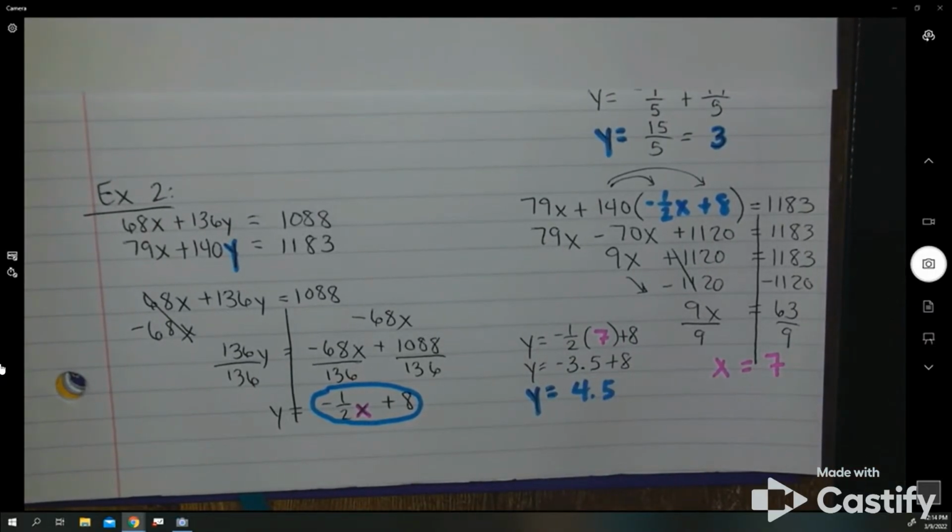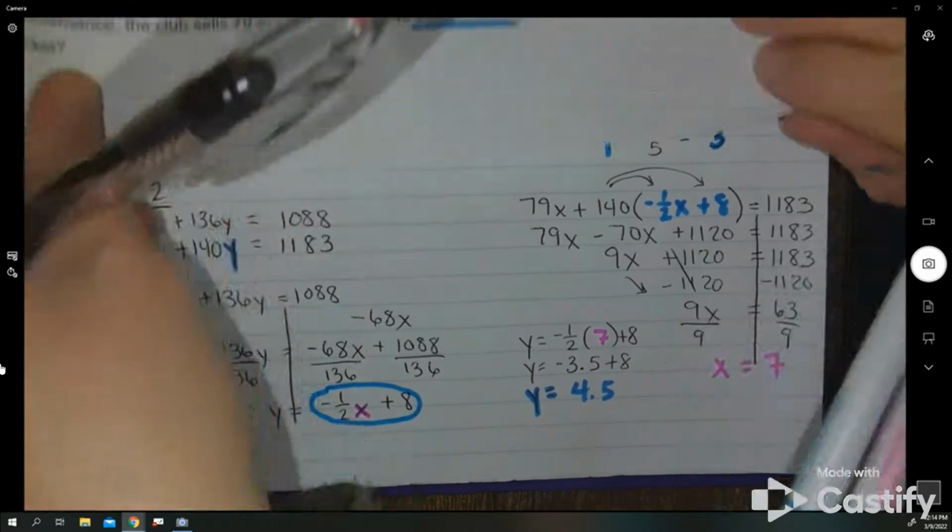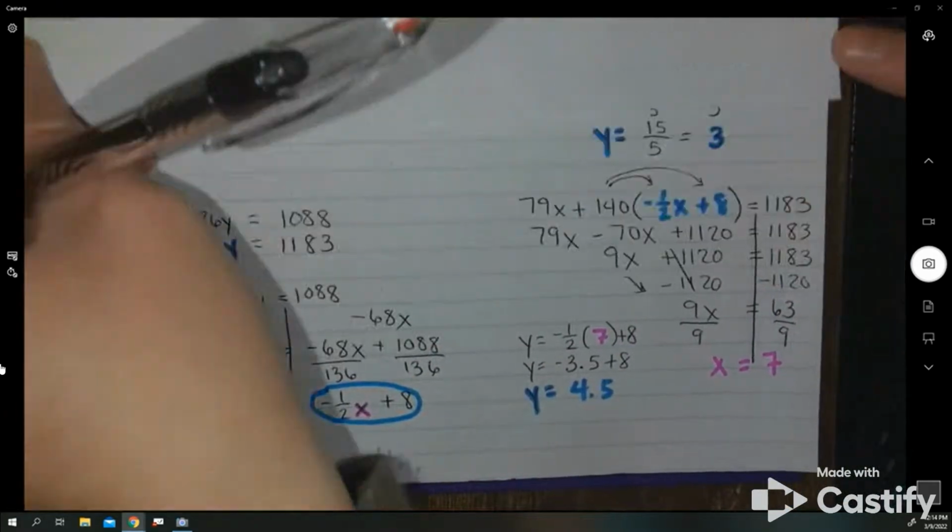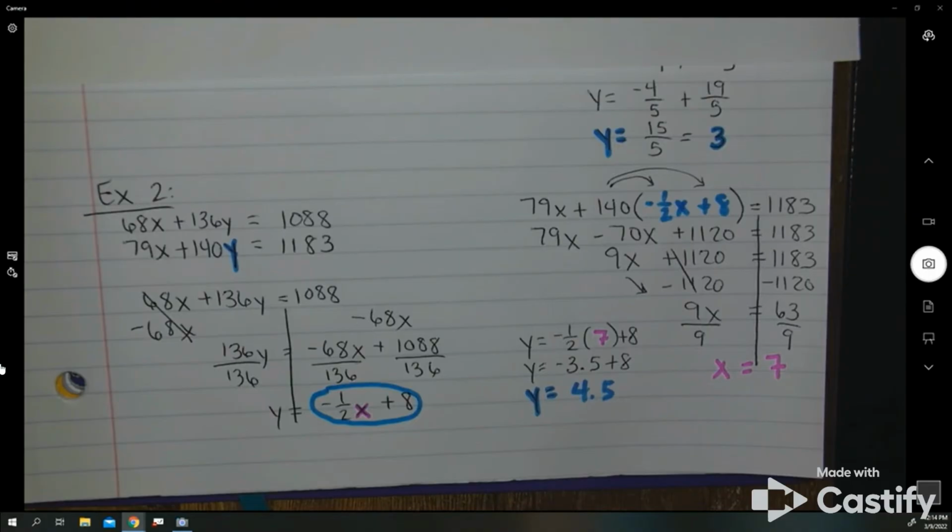Now I use the decimal this time because we need to know, what do these numbers represent? Well, the question asked us, what is the price of each type of ticket? So this is talking about money, and when we're talking about money, it makes a whole lot more sense to write it as a decimal than to leave it as a fraction.